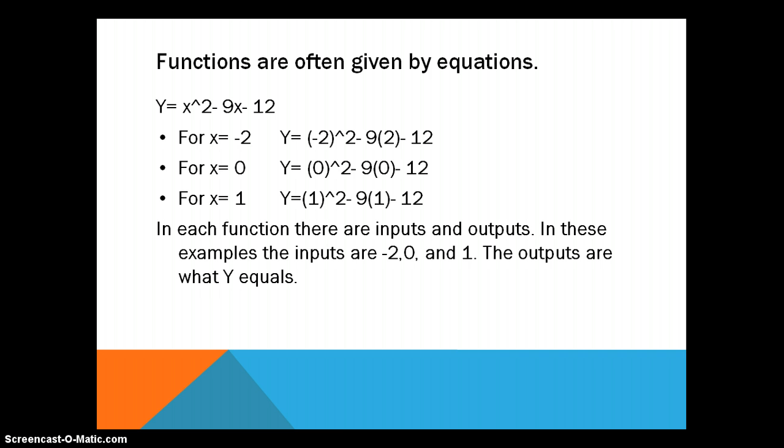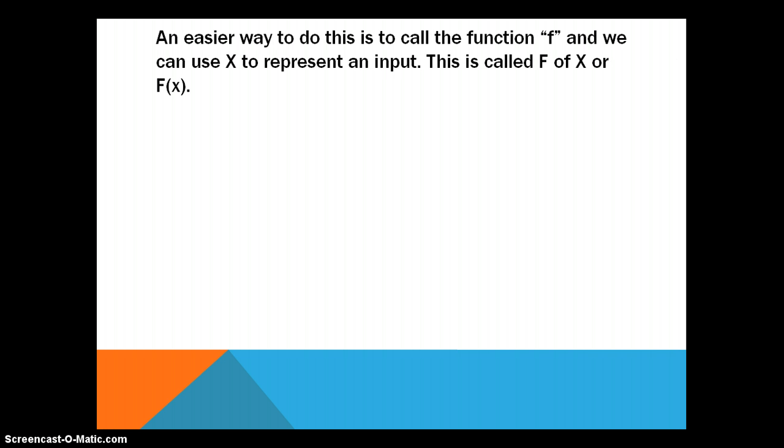In each function there are inputs and outputs. In these examples, the inputs are -2, 0, and 1. The outputs are what y equals. An easier way to do this is to call the function f, and we can use x to represent an input. This is called f of x.